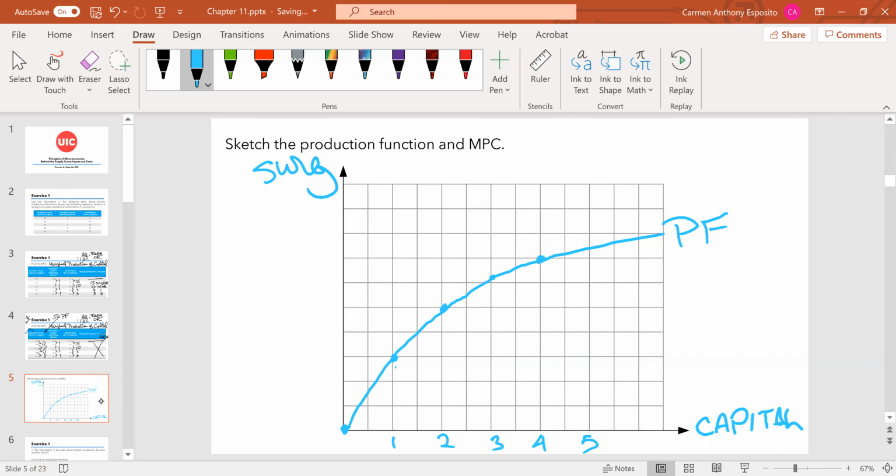Now, when I draw the MPC, notice if I drew little tangent lines, the tangent lines are getting flatter and flatter. And so what that's saying is that as capital changes, the production changes slower. And so it should look something like this.